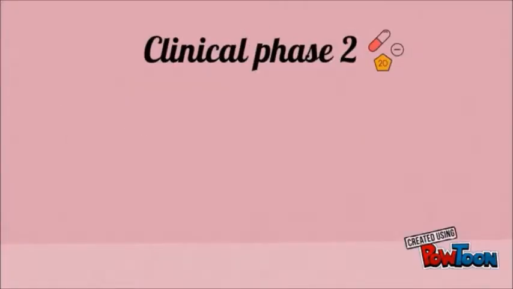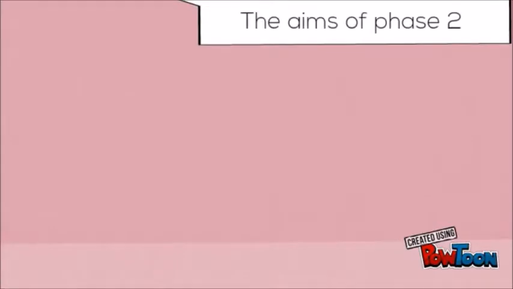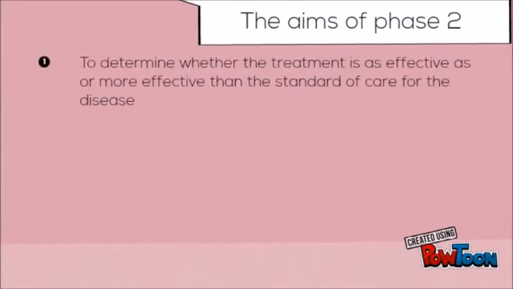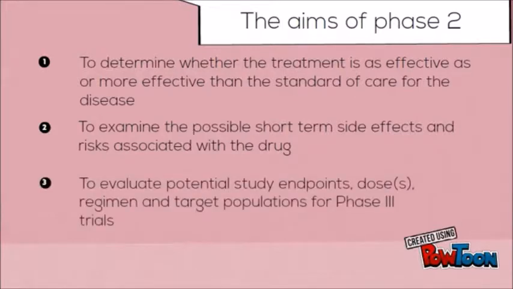After clinical phase 1, we proceed to clinical phase 2, which is the preliminary evidence of efficacy and safety in subjects with the target disease or condition. So what are the aims of phase 2? It is to determine the effectiveness of treatment, to examine the possible short-term side effects and risks associated with the drug, to evaluate potential study endpoints, doses, and also target population for phase 3 trials.